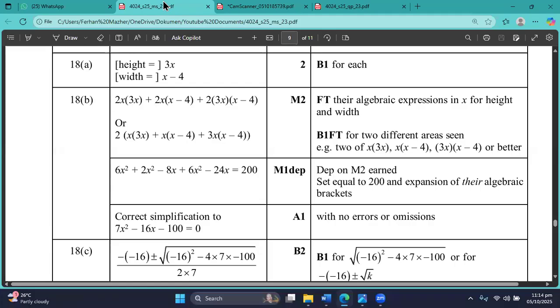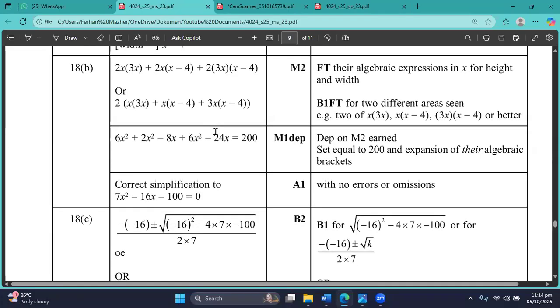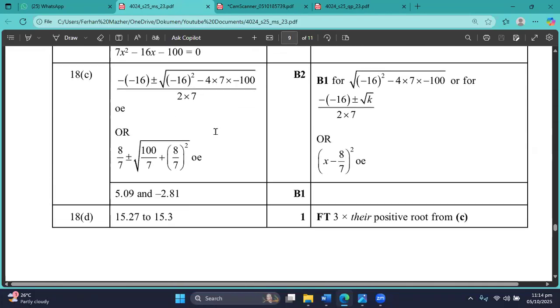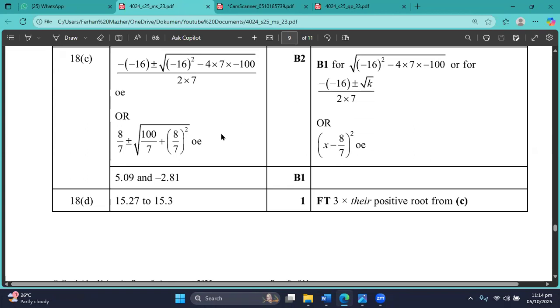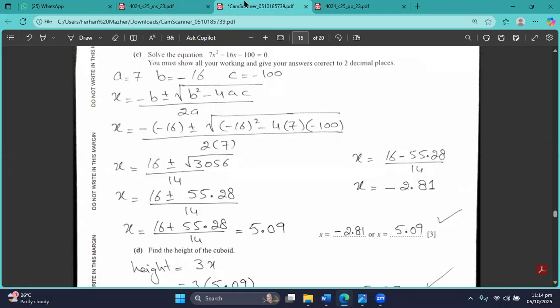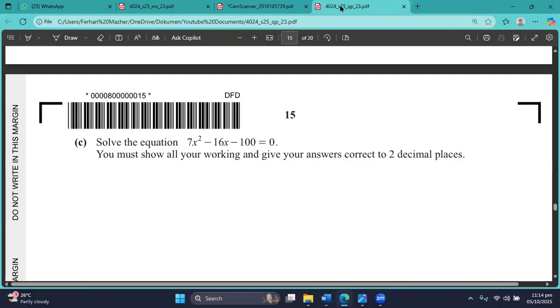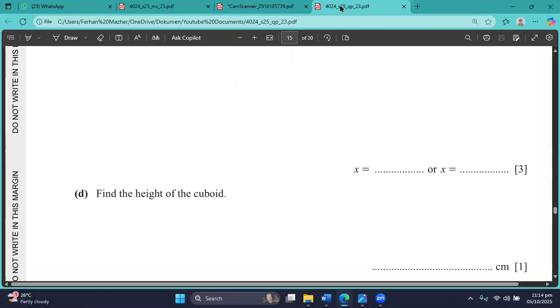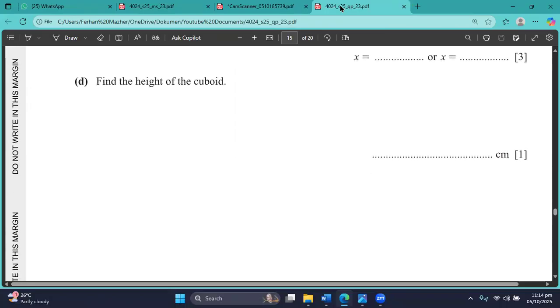So let's check, sir. Our answer is right, sir. This is how this is done. Then the question is, and this was a 3 marks part. This is a 1 mark part.